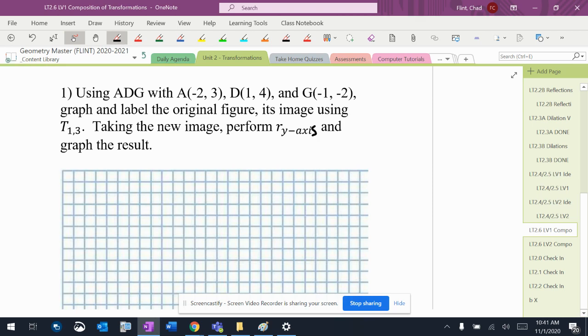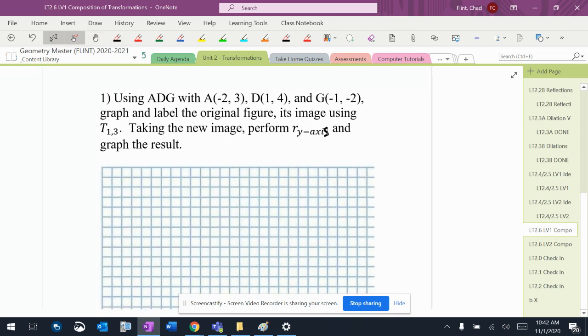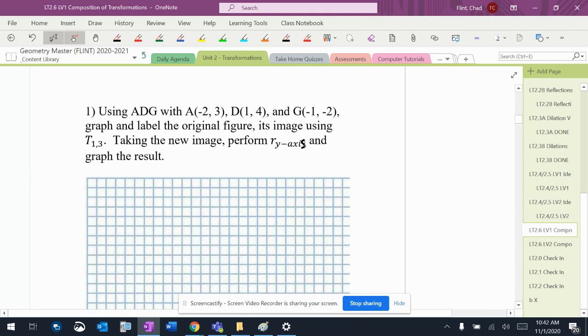So our first look at one of these is going to be doing this one right here, which just says to take a triangle, basically. It doesn't say it's a triangle, but it's a triangle, and do two different things to it.